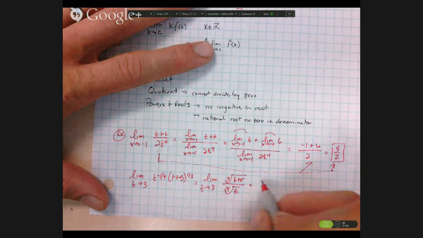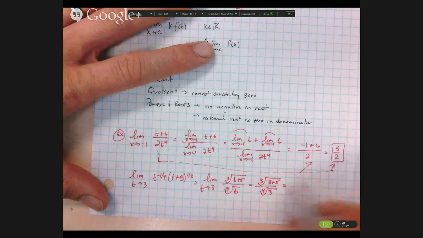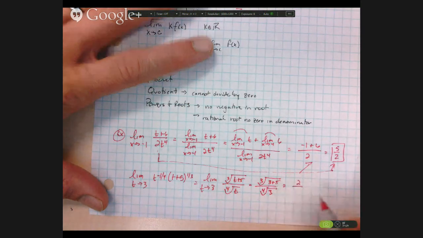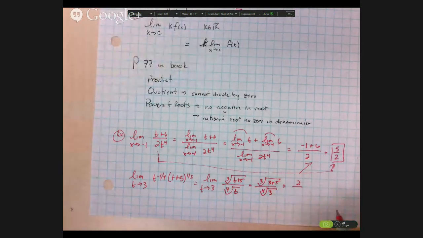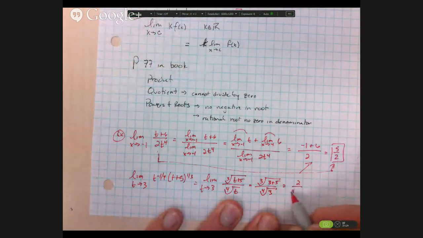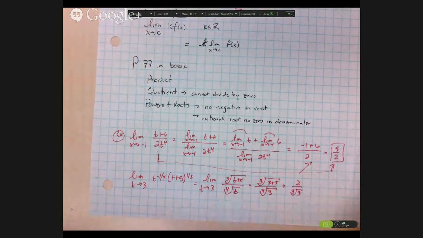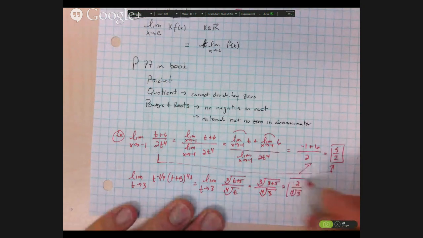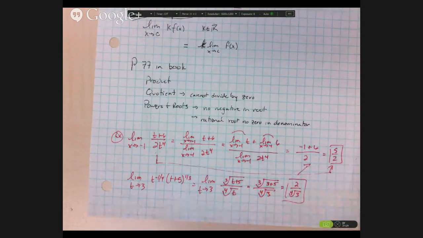So we have the cube root of 3 plus 5 over the fourth root of 3. This is 8. Cube root of 8 is 2. The fourth root of 3, we don't know, so we can just leave it. You can do a decimal approximation on the calculator, but it's not necessary.